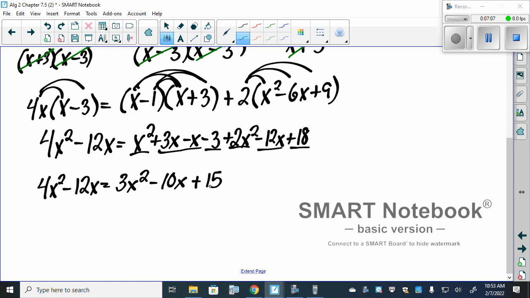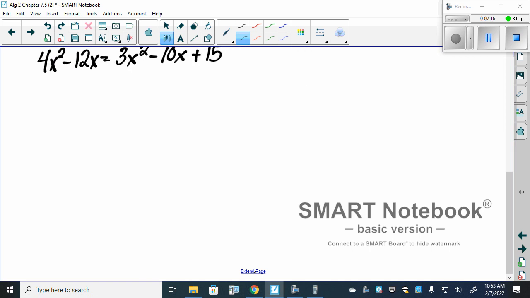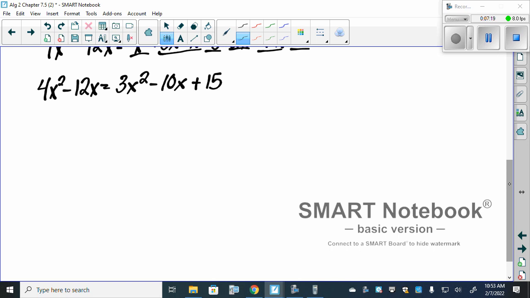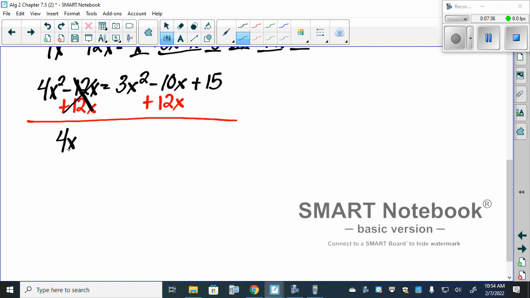Now we do have an x squared term, so it means that we're going to need to get this thing equal to 0. So what would we want to do first to get this equal to 0? We can add 12x to both sides, yes. And if we add 12x to both sides, well, negative 12x plus 12x is 0, leaving us with 4x squared is equal to 3x squared. And negative 10x plus 12x is going to be plus 2x plus 15.